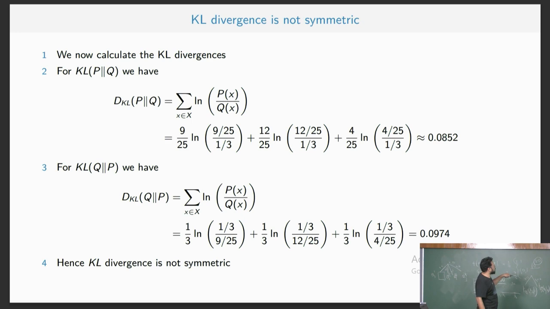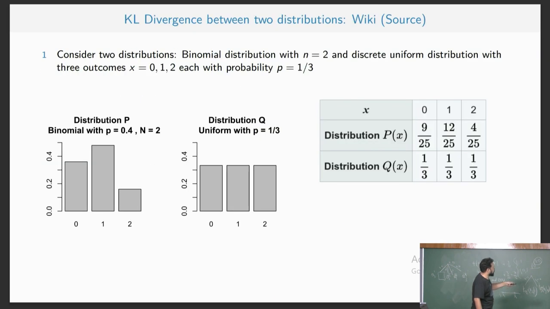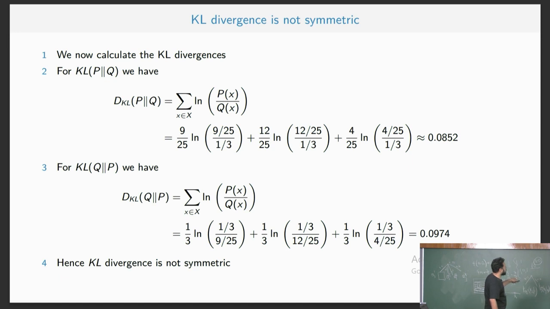So Px, first sample, because this is a sum, right? So first sample, Px 9 over 25. So let us remember: 9 over 25, 12 over 25, 4 over 25. Those are the P values. The numerator also was Px, so 9 over 25, 12 over 25, 4 over 25. And the denominator was the uniform, so there is nothing much to do there. All were 1 over 3, 1 over 3, 1 over 3. That comes out to be 0.0852.